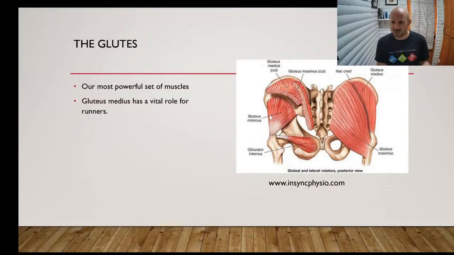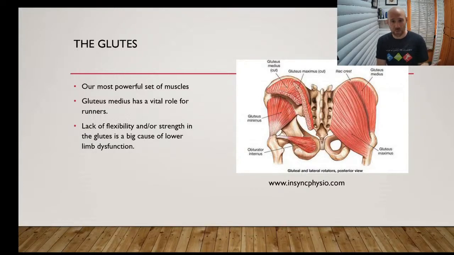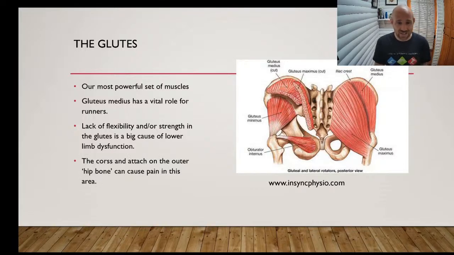So we see a lot of dysfunction in those, particularly in people who are running a lot. If we have a lack of flexibility or a lack of strength in our glutes, this causes a big problem down throughout the lower limb. So again, when we're looking at hip pain or treating hip pain, but it may well be lower back pain or even knee pain, we really want to be investigating these glutes for their flexibility and their strength.